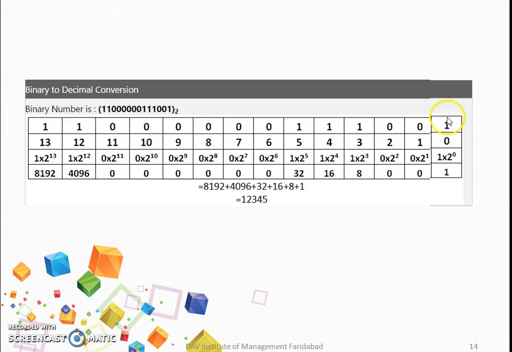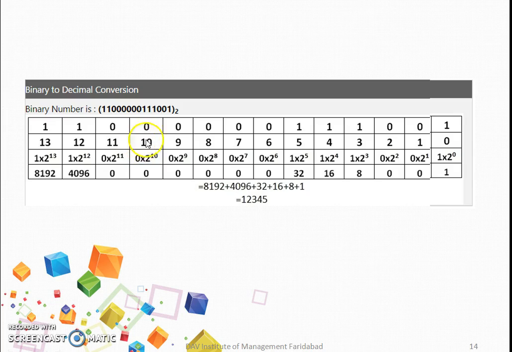Take the digit above, multiply by the base, because it's given in binary. So you'll take the base 2 and then the power. So 1 into 2 to the power 0, that is 1. Now this is the digit into base, and the power of the base will be 1. Same way you'll move from right to left, covering all the digits.